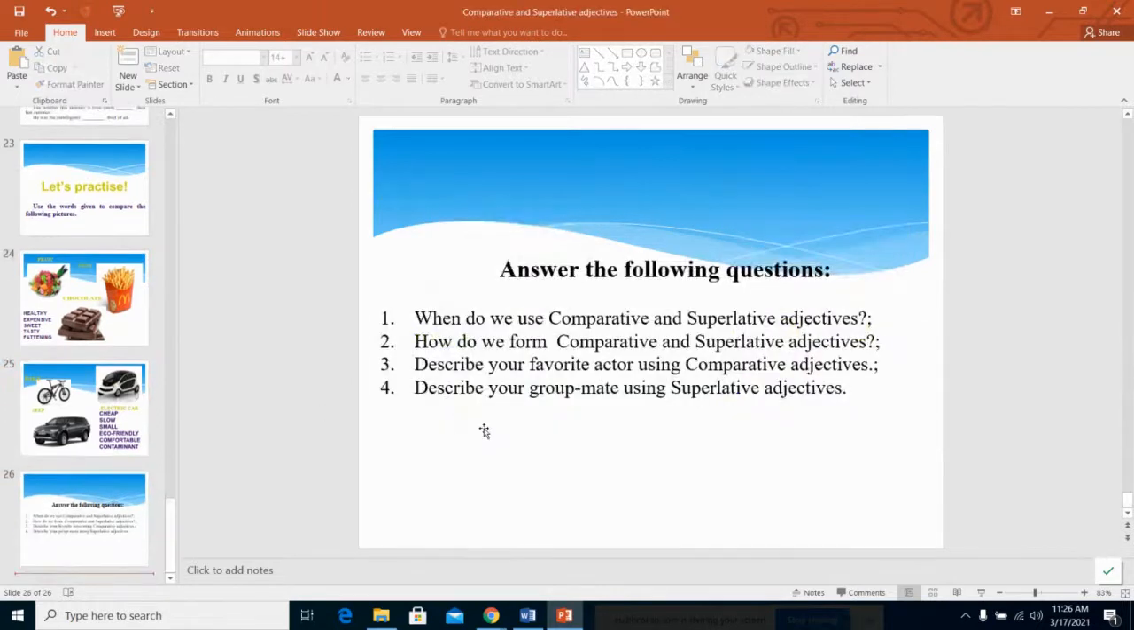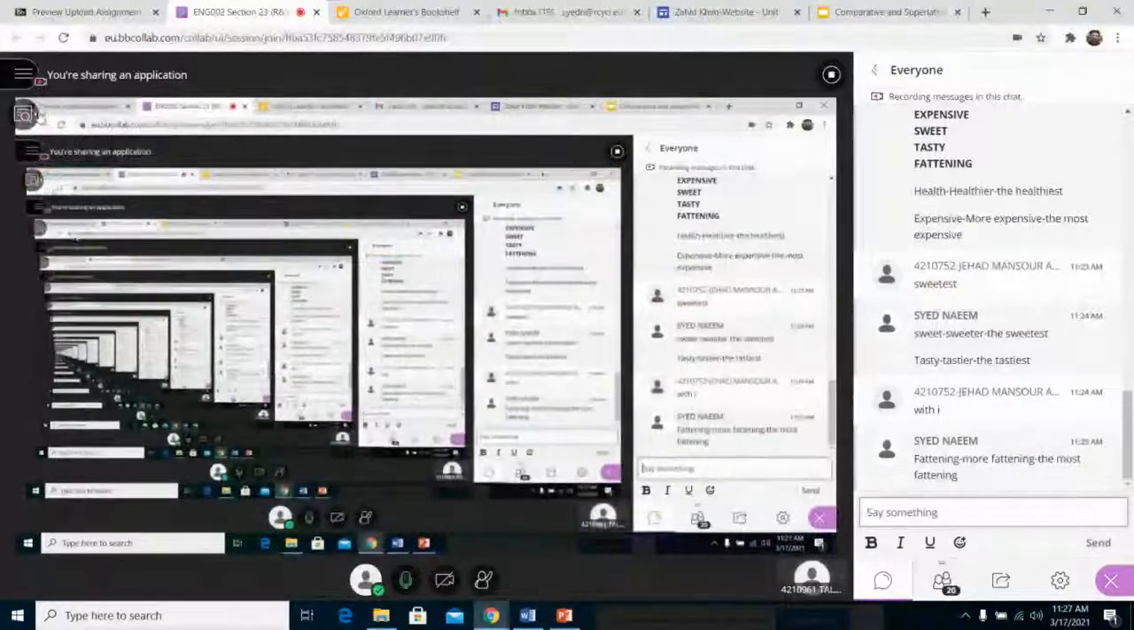So just to recap, when do we use comparative and superlative adjectives? To compare two things, we use comparative, and to compare more than two things, we use superlative. How do we form comparative and superlative adjectives? By changing the form of the adjective using er, ier, or with the word more in terms of comparative. Okay, so this is all we have learned today. If you have any questions, please ask me now. I would love to answer.